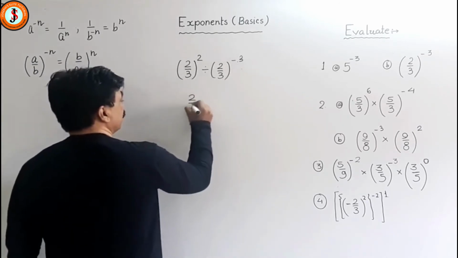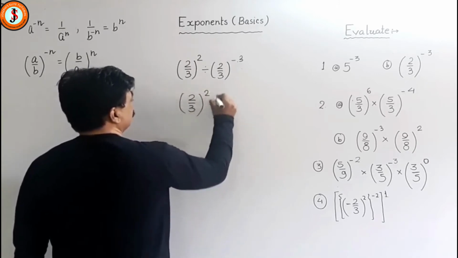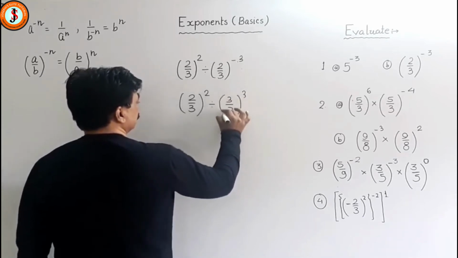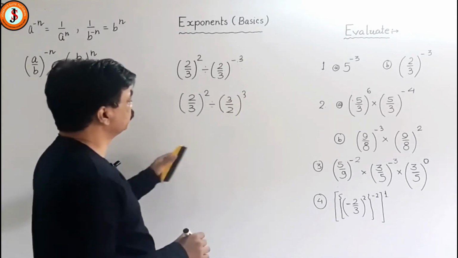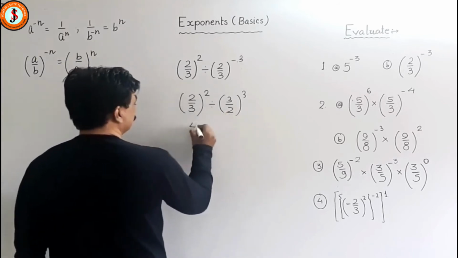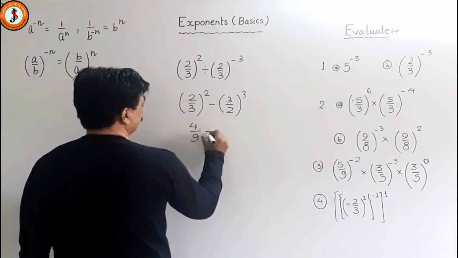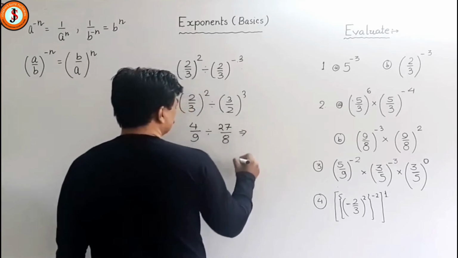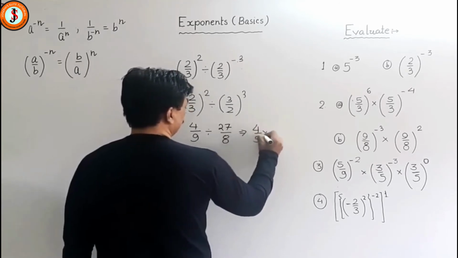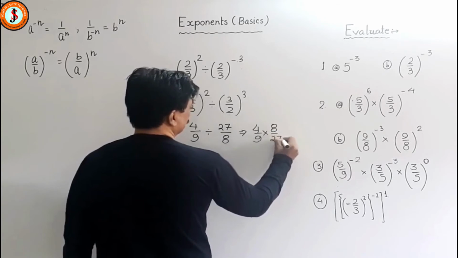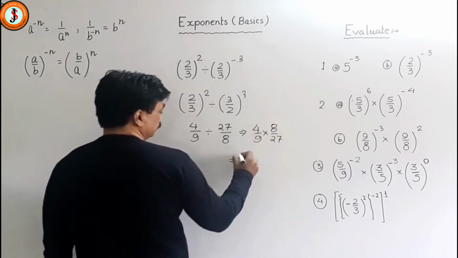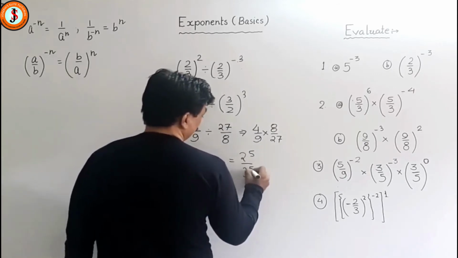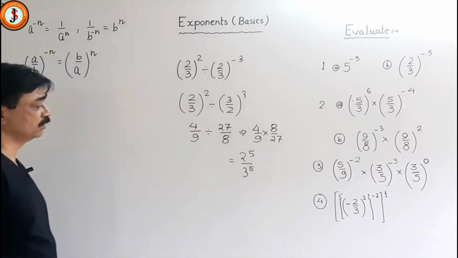(2/3) square. Now with division, you can change the power: (3/2) cube. So you can change it and then proceed. This is 4/9 divided by 27/8, and then it goes as 4/9 into 8/27. It comes to the same thing. So 32 means 2 to the power 5, and this will become 3 to the power 5. It comes to the same thing we did.